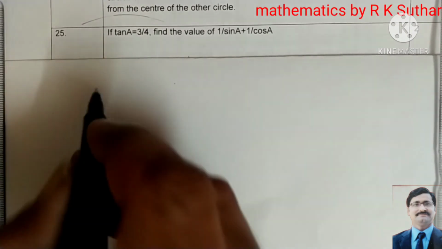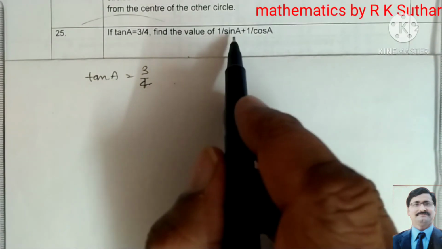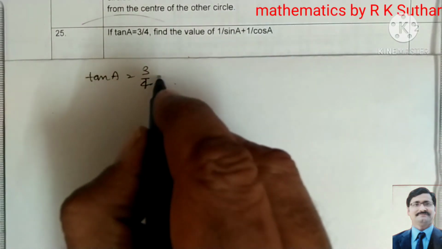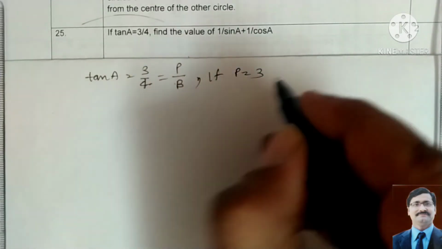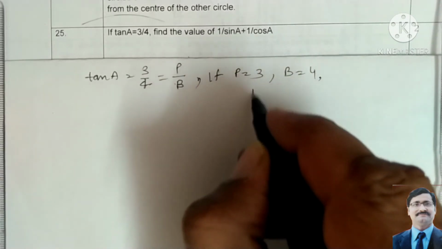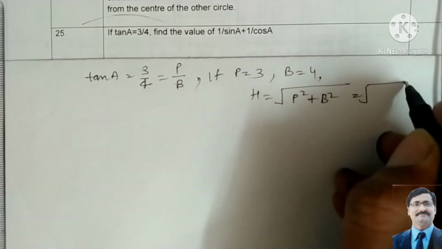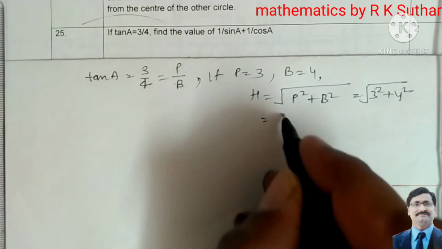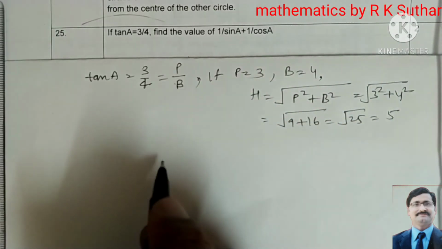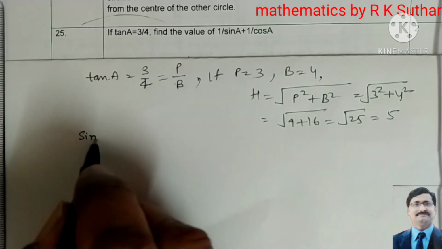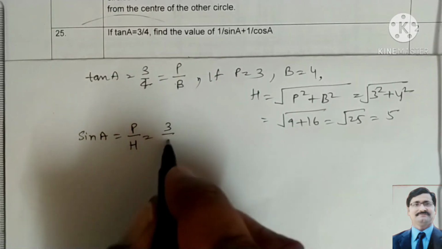Look here, if tan A equals 3 by 4, we have to find the value of 1 upon sin A plus 1 upon cos A. This is actually perpendicular upon base, and perpendicular is 3. If perpendicular is 3 and base equals 4, then we find the hypotenuse. The hypotenuse is equal to root of perpendicular square plus base square, and this is 3 square plus 4 square, which equals 9 plus 16, and this is root 25, and this is 5. All of you understand? Now we have to find sin A. Sin A is perpendicular upon hypotenuse. Perpendicular is here 3 and hypotenuse is 5.